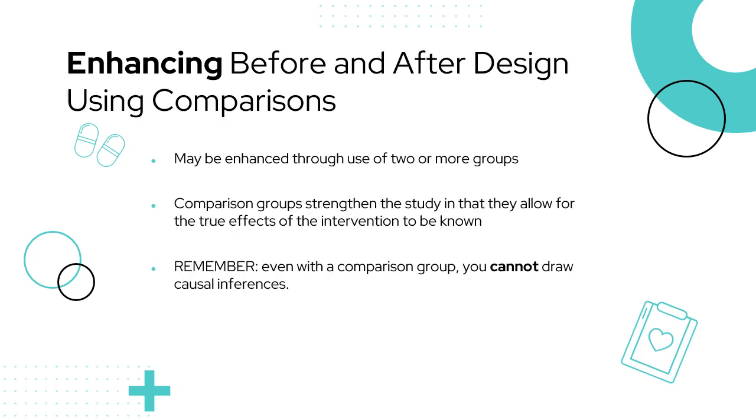There are a few ways that we can enhance before and after design using comparisons. So we can enhance through the use of two or more groups. All right, so this can really diminish those threats to internal validity by collecting two or more groups. In the long-term care facility example, maybe I take groups based on floors in the home. Also, comparison groups strengthen the study in that they allow for the true effects of the intervention to be known.